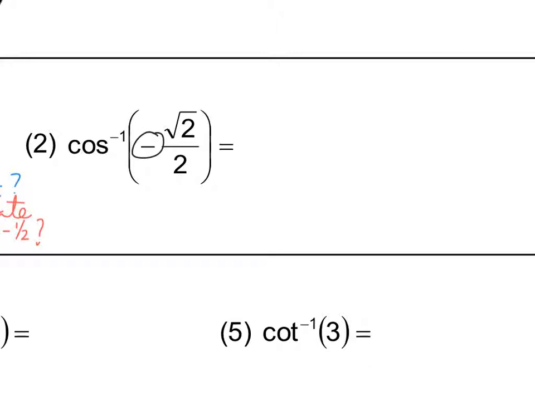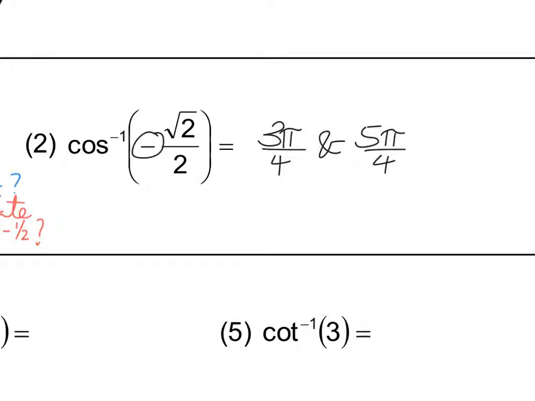Well, that would be a positive √2 over 2. I need a negative. But you're in the right realm though. It's definitely some kind of pi over 4. 3 pi over 4, 5 pi over 4. Oh, you did? Yeah. Oh, I thought you said pi over 4. My bad.